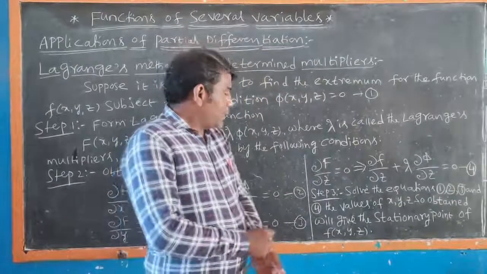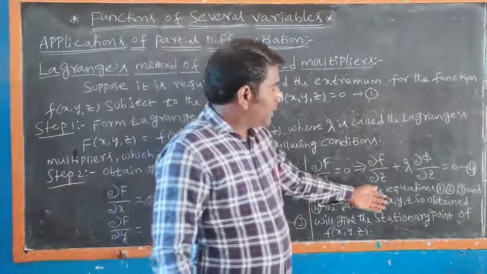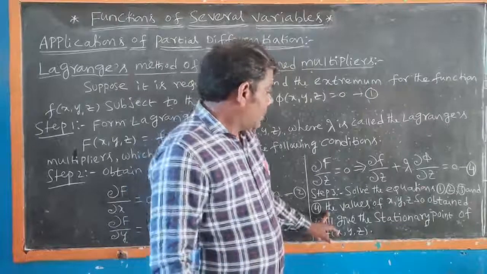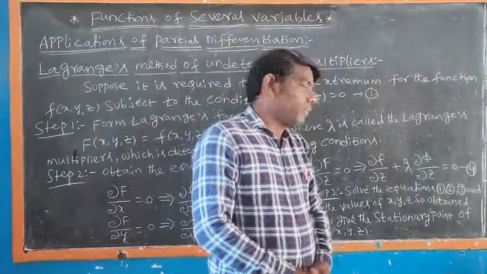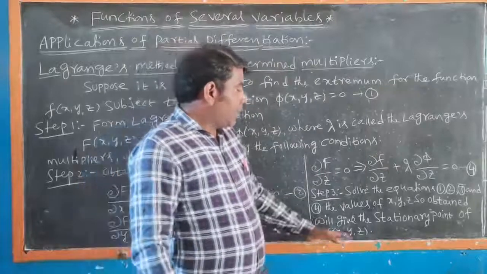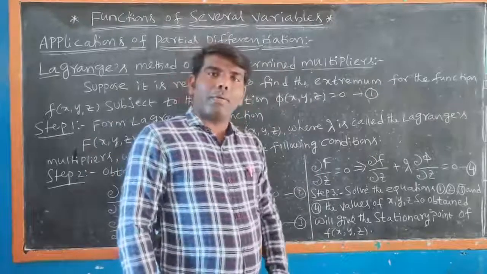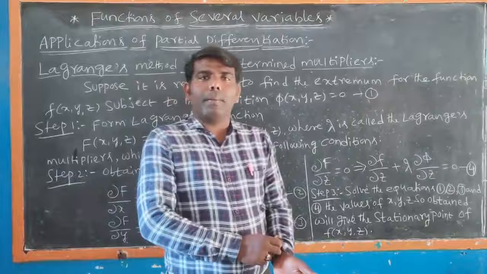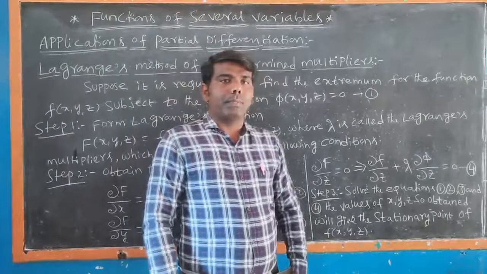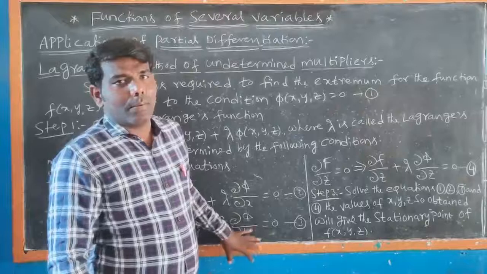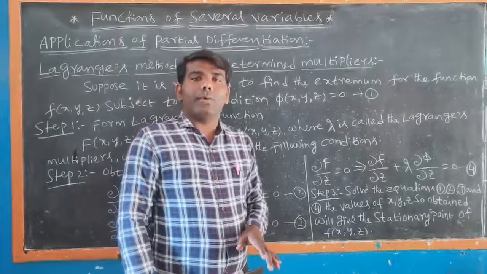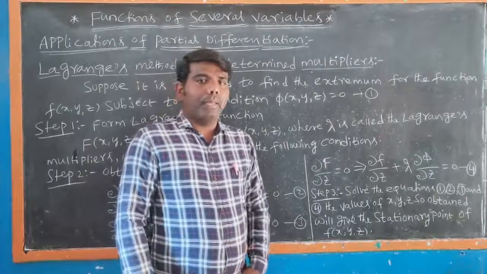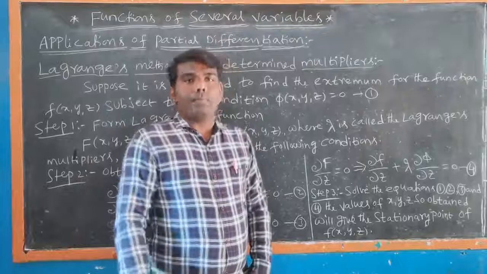Now step 3: solve equations 1, 2, 3 and 4. The values of x comma y comma z so obtained will give the stationary points of f of x comma y comma z. That means it is a point of minimum or a point of maximum. So this is a very simple method. We can easily find out the maximum value or minimum value of a function. Now I will start the problems.